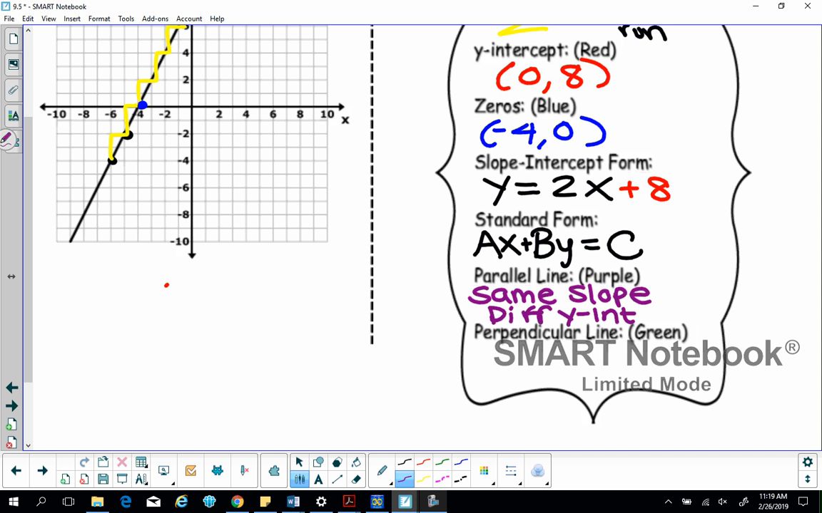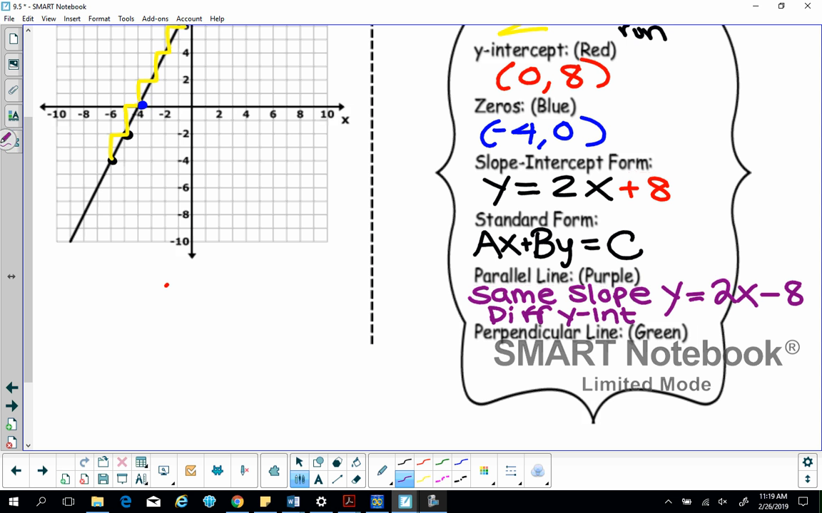So let's think of an equation that could be parallel to this. Y equals, what's the same about it? The slope, the 2. And then what should our y-intercept be? Sure, negative 8. Could it be 1,000? Yes. Could it be 10? Could it be 0? Yep, it could be anything besides positive 8.